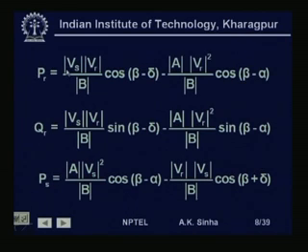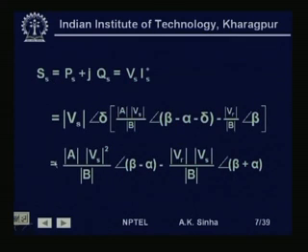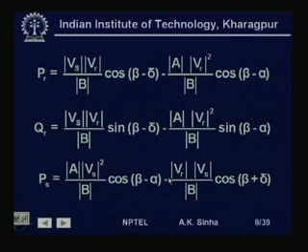Now, if we take out the real and reactive parts from these complex powers SR and SS, that is, the real and imaginary parts of these complex equations, then we will get the real power and reactive power. So, PR will come out to be Vs into Vr by B cos of beta minus delta, minus A into Vr square by B into cos of beta minus alpha, and QR, the reactive power at the receiving end, will be equal to Vs into Vr by B into sin of beta minus delta, minus A into Vr square by B sin of beta minus alpha.